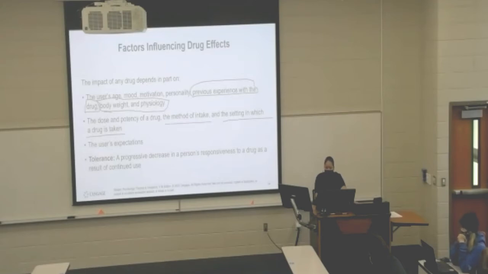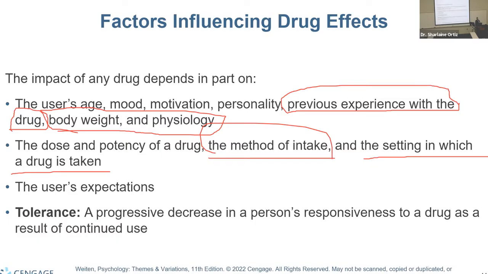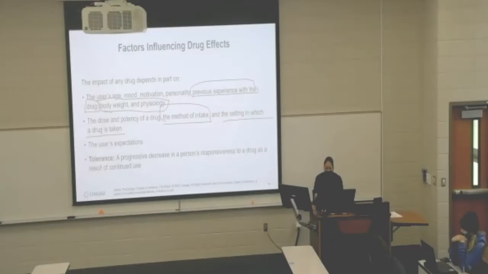The method of intake is another important aspect when it comes to the factors that influence the drug. For example, you could drink alcohol, or you can have an alcohol enema. You can smoke alcohol. So there are different ways that alcohol can be part of that intake. Of course, some are stronger than others.